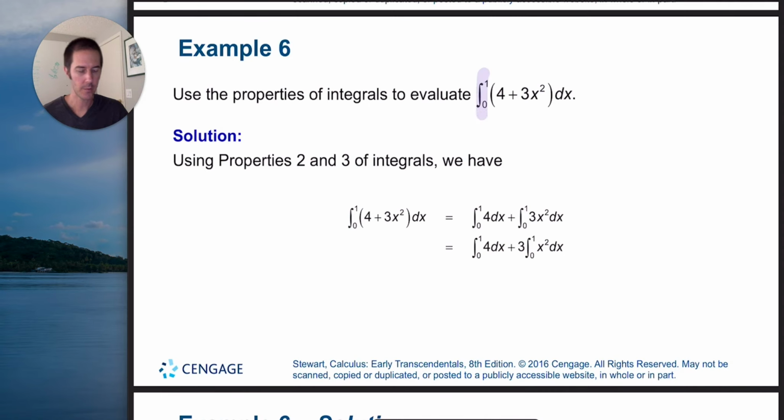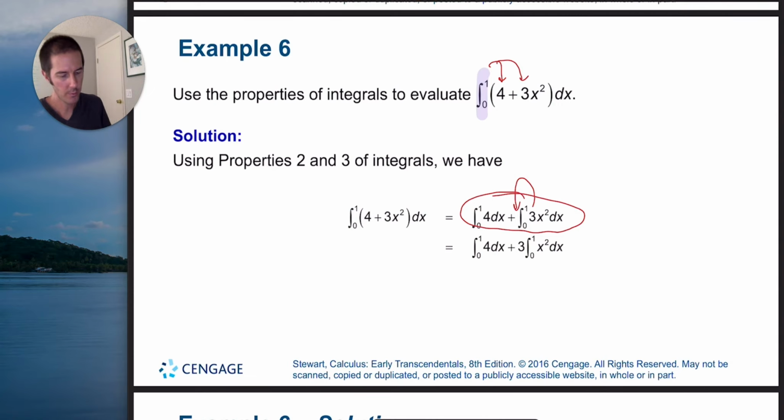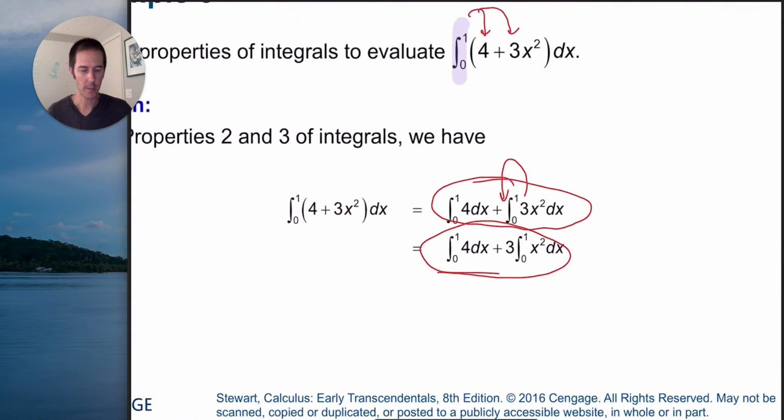This integral is being distributed to these 2 terms. It's going to the 4, it's going to the 3x squared. So that's how we arrive here. And then the 3 that's in the second integral is being factored out and placed in front of the integral sign, leaving us with this expression. And now we get to apply some properties that we were just talking about.